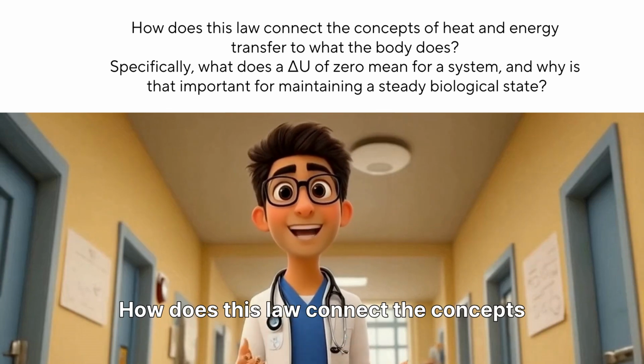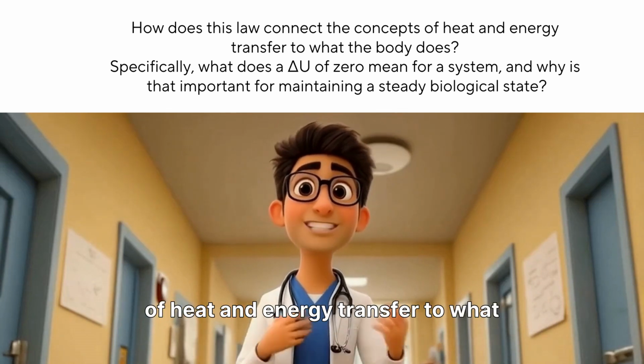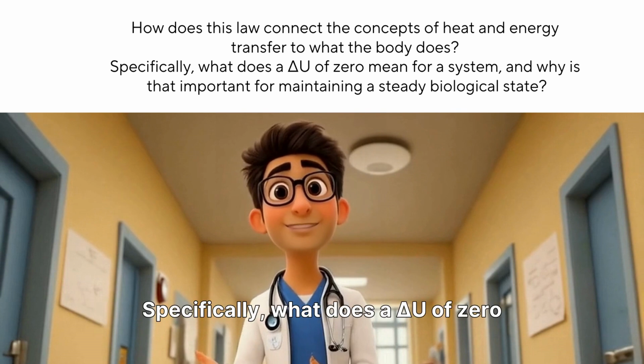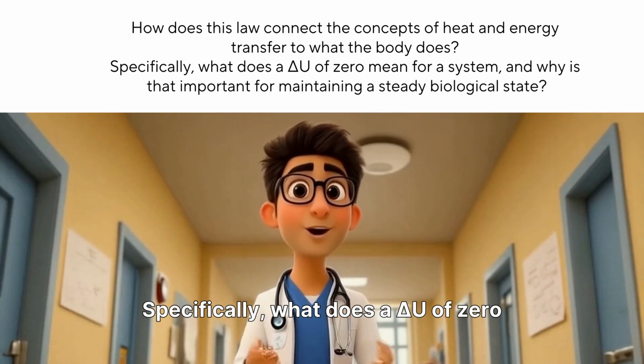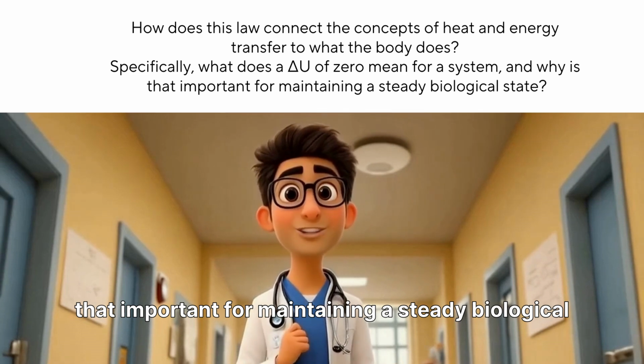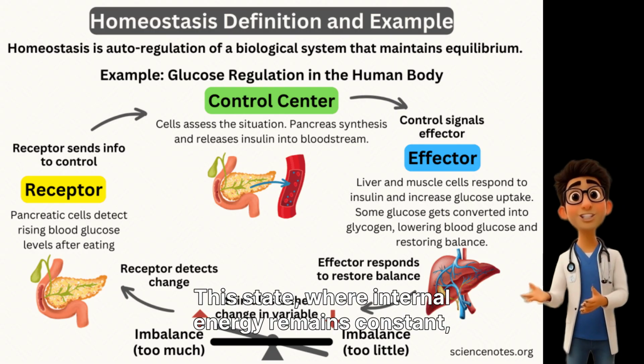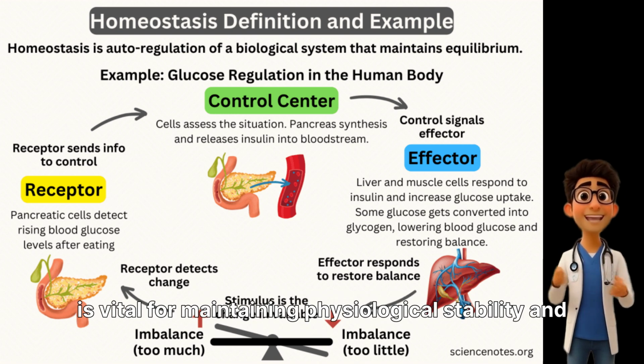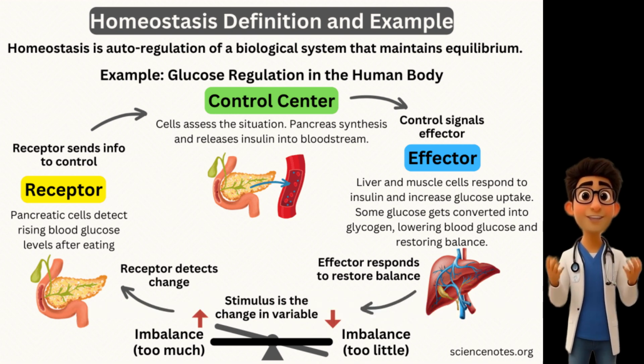How does this law connect the concepts of heat and energy transfer to what the body does? Specifically, what does a delta U of 0 mean for a system, and why is that important for maintaining a steady biological state? This state, where internal energy remains constant, is vital for maintaining physiological stability and function.